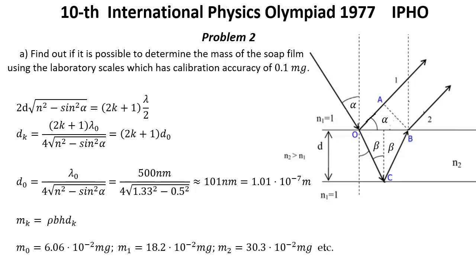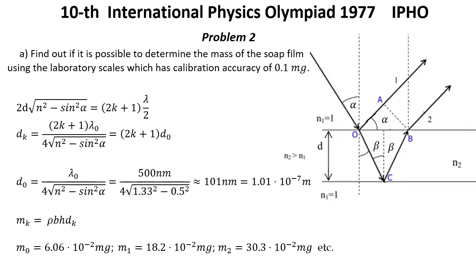That will be mk equal rho b h multiplied by dk, and after all we have m0 equal 6.06 multiplied by 10 power negative 2 milligram, m1 equal 18.2 multiplied by 10 power negative 2 milligram, m2 equal 30.3 multiplied by 10 power negative 2 milligram, etc. And finally we can see that there is not enough calibration accuracy to measure all these films, even thinnest one. That was a solution for question A.